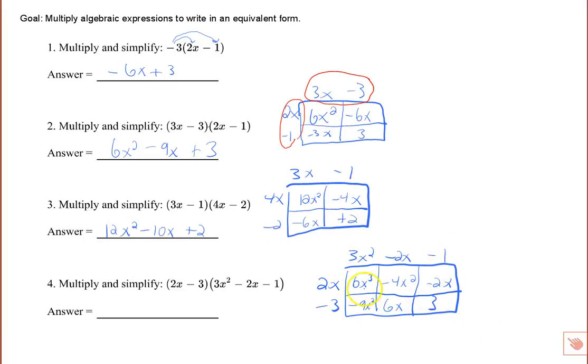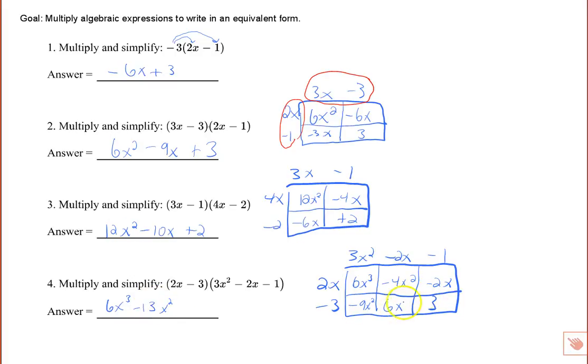Collecting all my terms, I like to look at the highest exponent, the highest power. So I have a cubed, 6x cubed. Then I have squared terms. I have a -9 and a -9 and a -4. So combined, that's minus 13x squared.